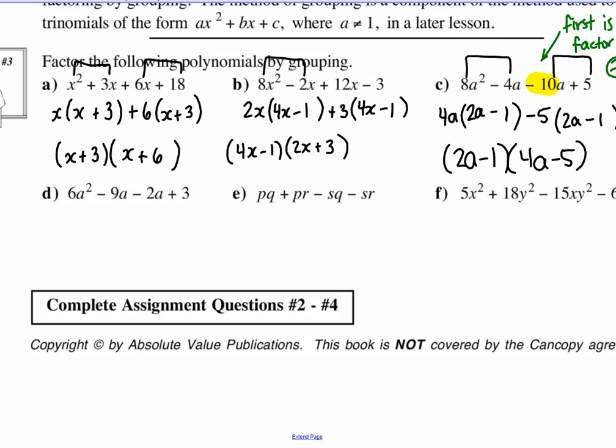Okay. Sometimes it happens where if it doesn't work on the first try, you're going to have to rearrange it and try a different combo of pairs. This one would work. You factor 3a out. You're left with 2a minus 3. Factor negative. Did you try it? Give this one a try.